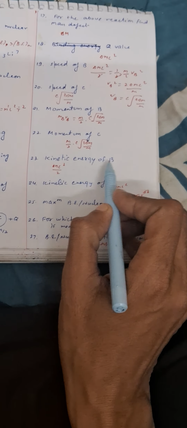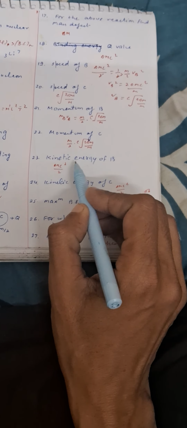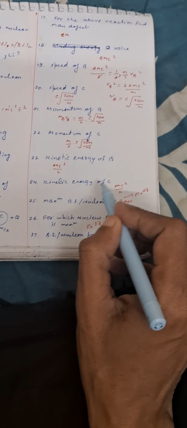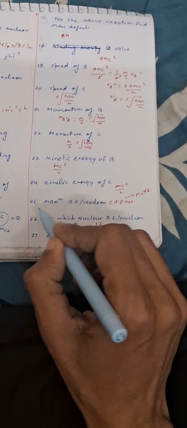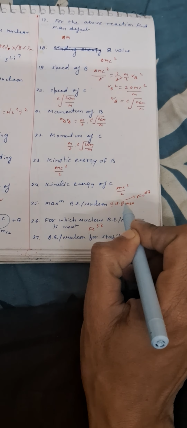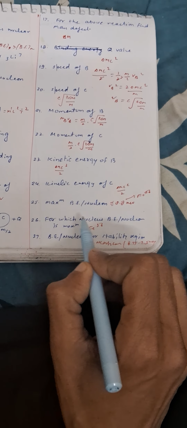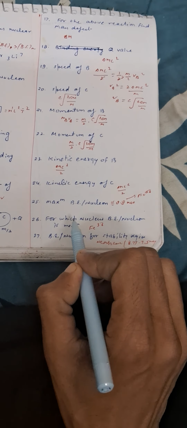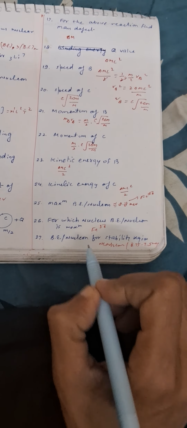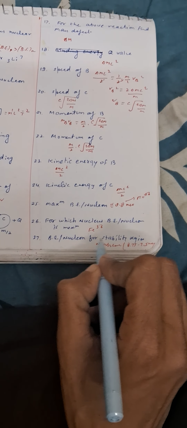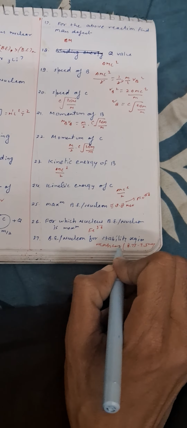Next is the kinetic energy of B. Half the energy will be provided as kinetic energy, so that will be Δm c²/2. Next is the kinetic energy of C, same answer. Maximum binding energy per nucleon is about 8.8 mega electron volt for iron-56. Next, for which nucleus is binding energy per nucleon maximum? It is maximum for iron-56. And binding energy per nucleon for the stability region is nearly 8.75 to 7.6 mega electron volt.